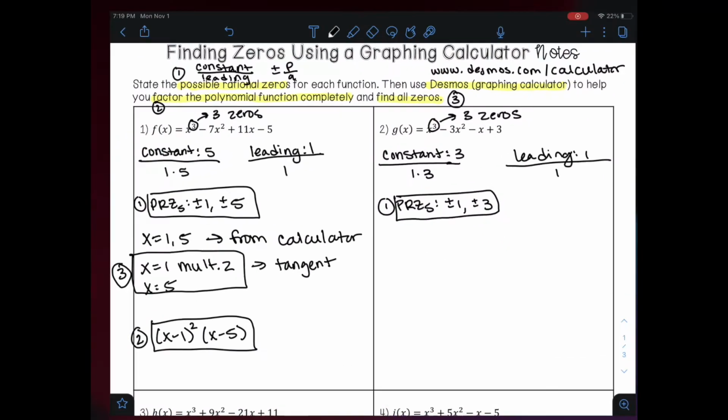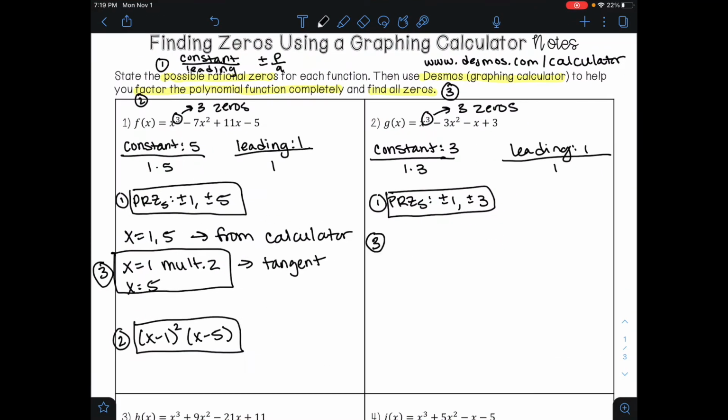So again, my zeros, which is the third thing they were asking for, were -1, +1, and 3. We also want to know the factors. Well, if -1 is a 0, then x plus 1 is a factor. If +1 is a 0, then x minus 1 is a factor. And if 3 is a 0, then x minus 3 is a factor.